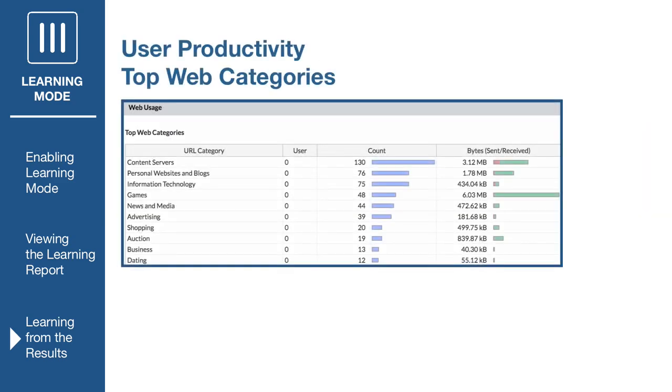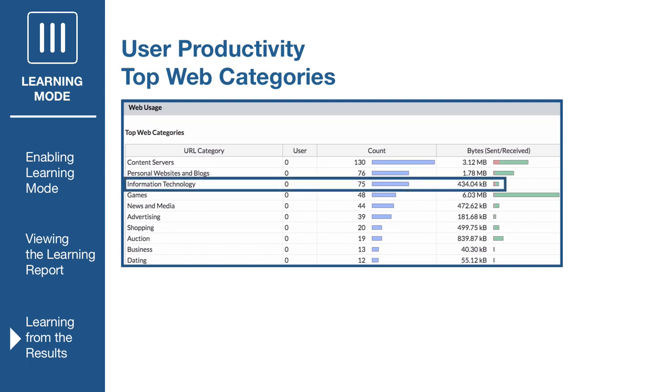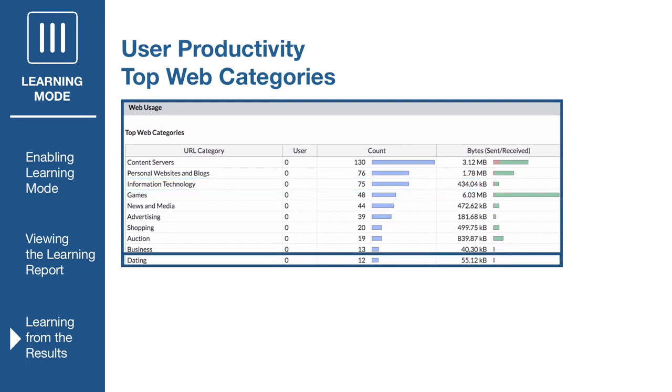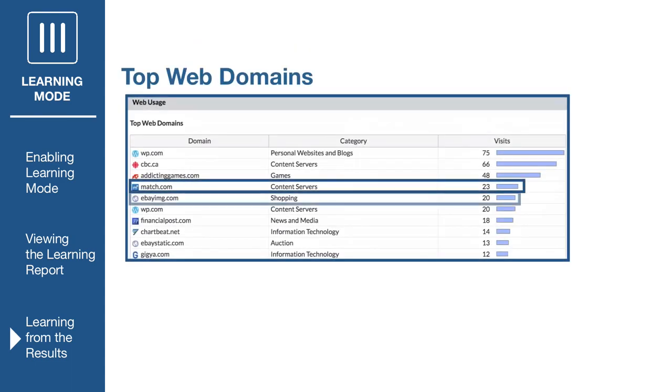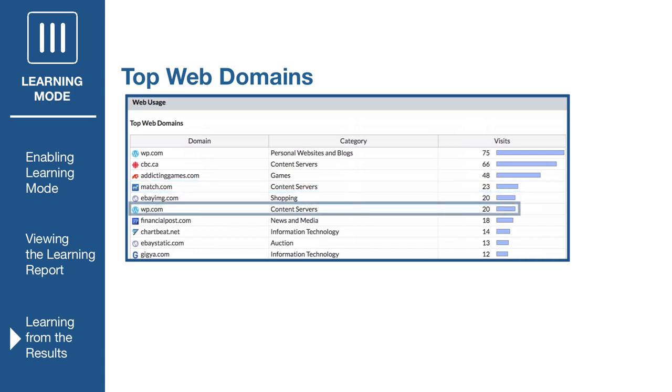You may also want to set a quota on certain types of traffic on your network. If you look at the user productivity results, you can see the most commonly visited websites organized by category. You can see if users are visiting information technology sites or personal sites for dating. Top web domains are also shown, so you can see if users are on personal websites like Match, eBay, or whether they're using work-related resources.